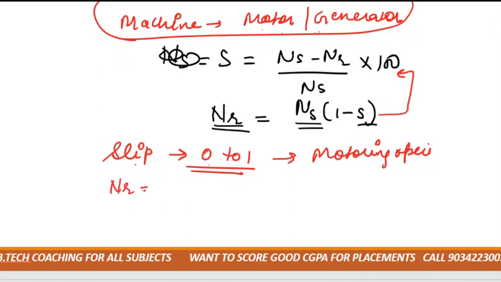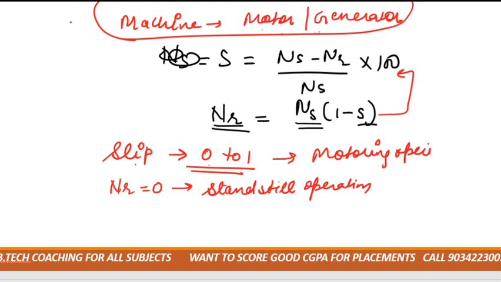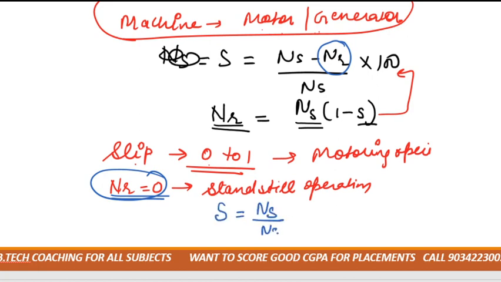Now if Nr is equal to 0, when is Nr equal to 0? At standstill operation. Remember, when we studied the induction motor basic principle, I told you whenever we give the supply to the stator, after some time the rotor starts rotating, but in the starting the rotor is stationary. So if the rotor is stationary, then the speed of the rotor is 0, right? If I put Nr equal to 0, then slip value would be equal to Ns by Ns multiplied by 100. Basically the slip value would be equal to 1. If the rotor is not rotating, then slip value is equal to 1.